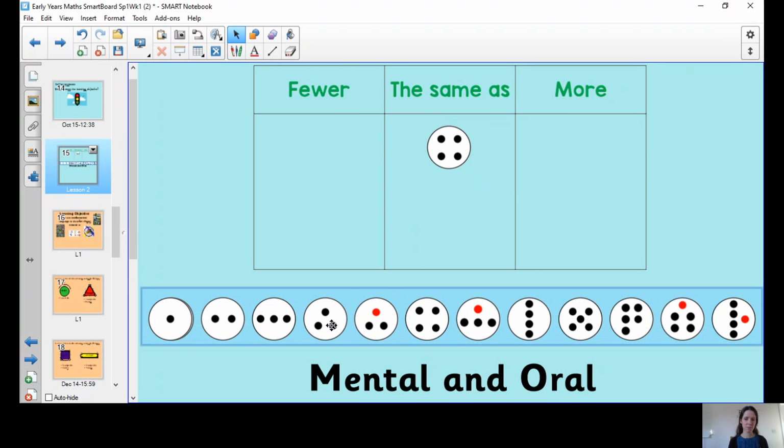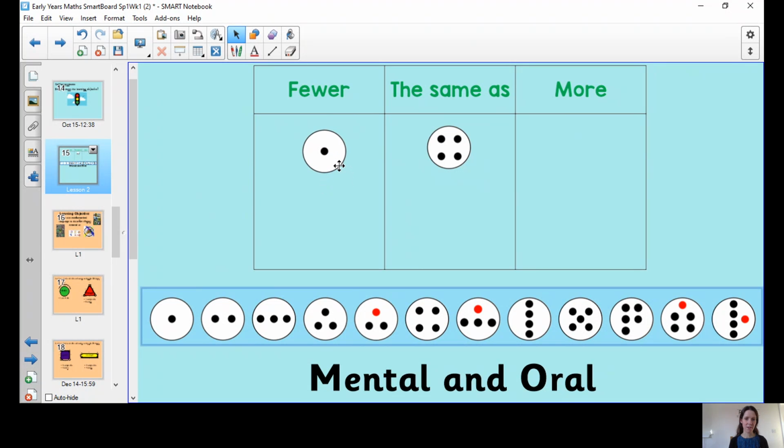Let's have a look at the numbers at the bottom and see if we can put them in the right box in the table. Do they have fewer spots, less spots than the number 4 in the middle, or do they have more spots? Let's try the first one together. How many spots are in the first circle? Let's count them. 1, that's right. Is 1 more than 4 or less than 4? Fewer. That's right. 1 dot is less than or fewer than 4.